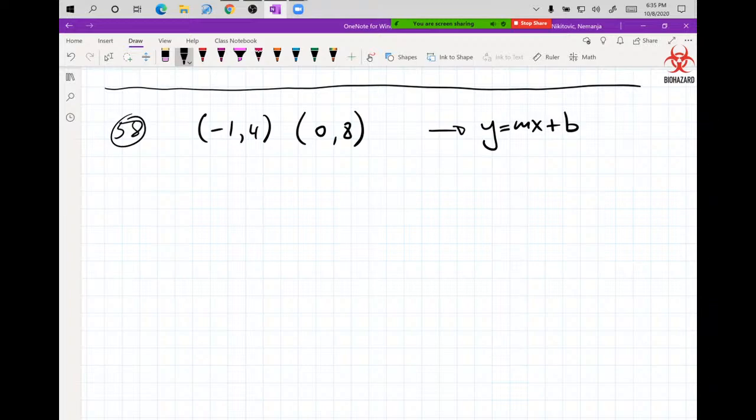What does the y go to in the y equals mx plus b? Y is, well, depends which point you pick. So it's either going to be 4 or it's going to be 8, depending whether you're using the first point for x and y or the second point for x and y. It's going to be one of those two. Which point did you use? Did you use -1, 4 or 0, 8?